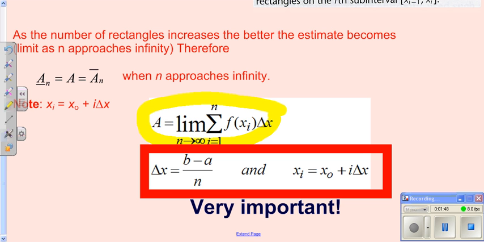You also need to be aware of these two formulas here. They're going to be very important, so make sure you have those written down.